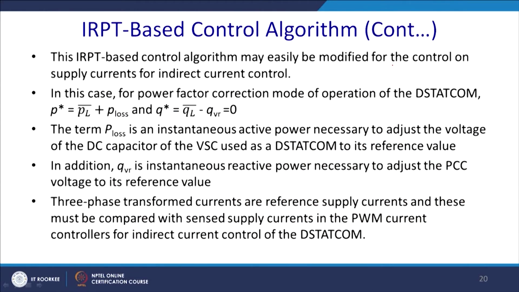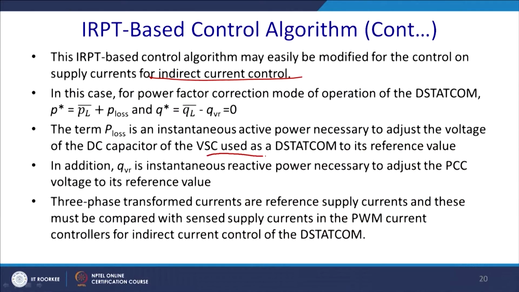This IRPT based control algorithm may be modified for control of the supply current, for indirect current control. The PI controller based shunt active power filter or DSTATCOM is said to be direct current control. In this case, for the power factor correction mode of operation of the DSTATCOM, P star equals PL plus P loss. Similarly, Q star equals QL minus QVR. Here, P loss is the power necessary to adjust the voltage of the DC capacitor of the VSC based DSTATCOM to the reference value. In addition, QVR is the instantaneous reactive power necessary to adjust the PCC voltage to its reference value.